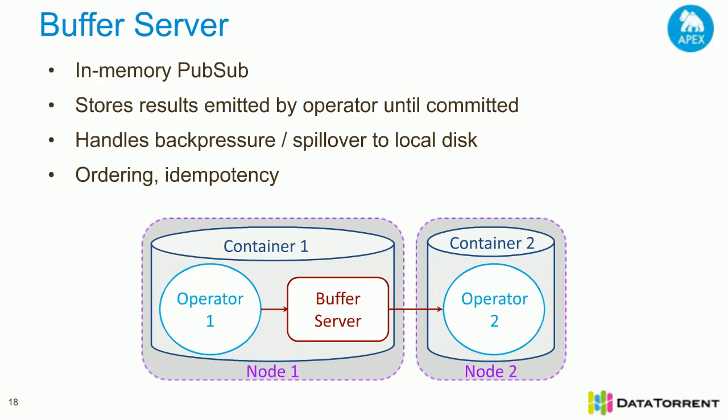So the buffer server: between two containers, an operator that produces data gives it to the buffer server. It's an in-memory pub/sub mechanism, no disk writing, very fast. The downstream operator subscribes to the buffer server. Think of it like in-memory Kafka, and the buffer server is hosted with the operator that produces data. That's the component that will handle the back pressure and also facilitate incremental recovery.